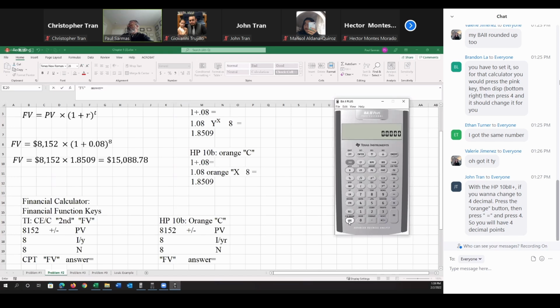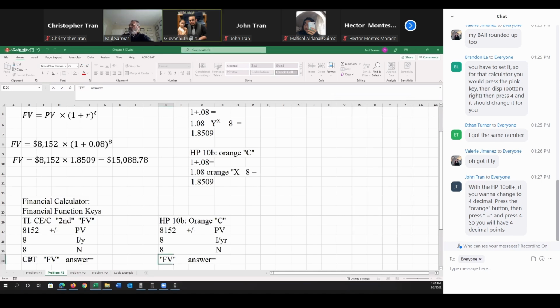Okay, let's do it. It's CE/C, second function FV. So now, 8152, change the sign. For Texas Instruments it is at the bottom here. Put a minus in front of it. That's your present value. 8 I is your interest. 8 N is your period. You compute future value. You get exactly the same answer, 15,088.78.